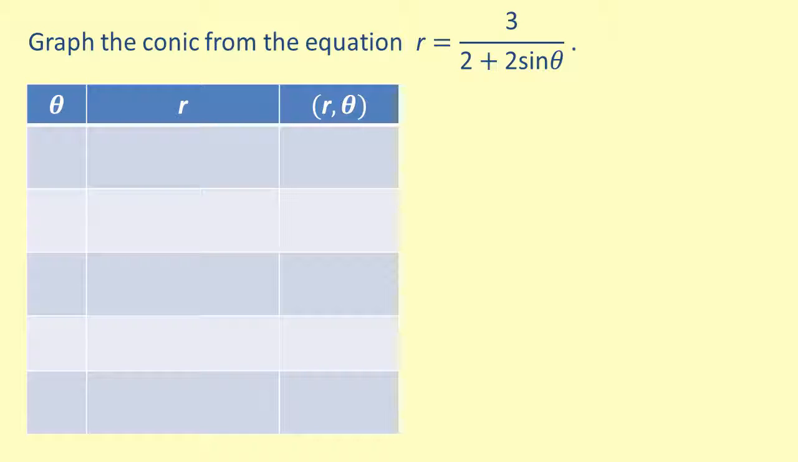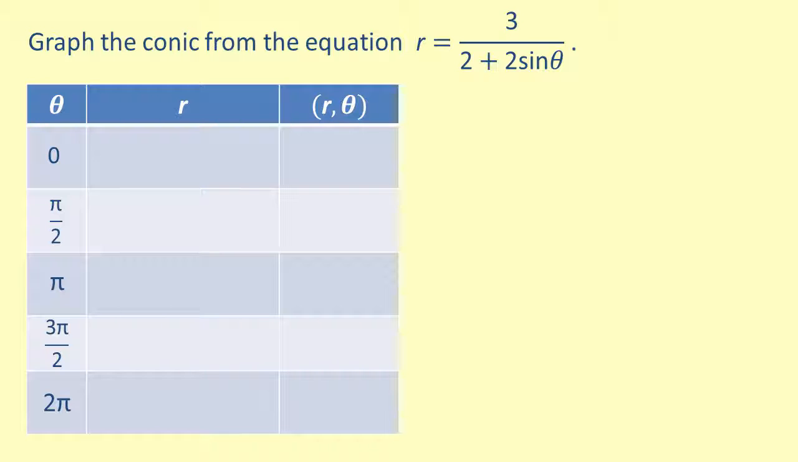Graph the conic from the equation r equals 3 over the quantity 2 plus 2 times sine of theta. Because we found that this conic's eccentricity is 1, we know that the graph should show a parabola. Let's create a table of values to help us graph this equation. We will use theta values of 0, pi over 2, pi, 3 pi over 2, and 2 pi.